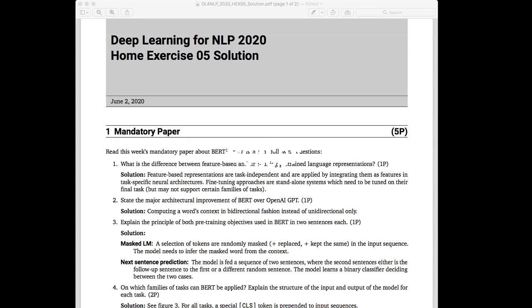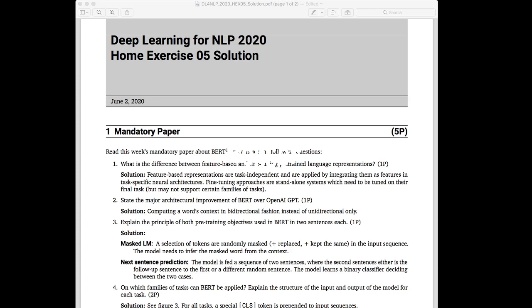The first question is about the difference between feature-based representation and fine-tuning these representations. Feature-based representation is the original embeddings that we can obtain from pre-trained BERT models, but we cannot use these representations directly for some downstream task without any fine-tuning, because they don't have any task-specific knowledge, right?